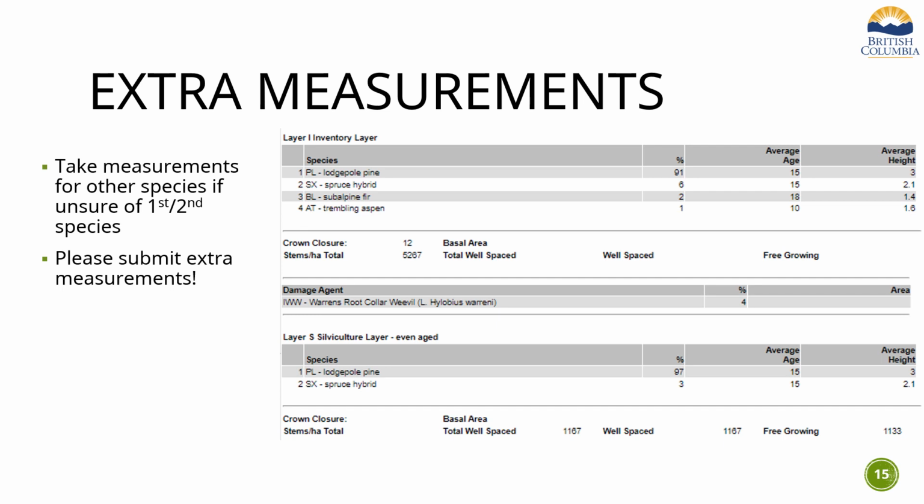For example, you can use the silviculture heights and ages by species to check that minimum heights have been hit for free growing. You can also use them to predict free growing timing and to understand growth rates.